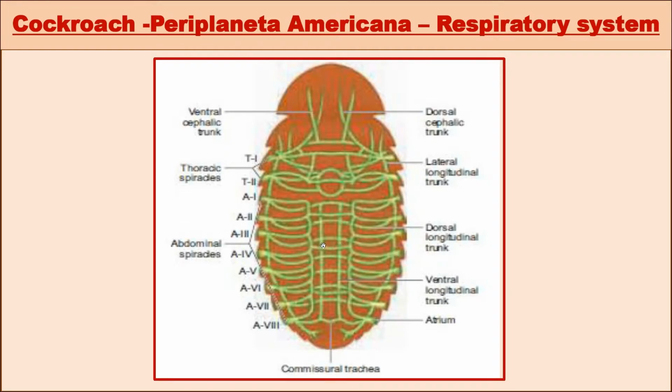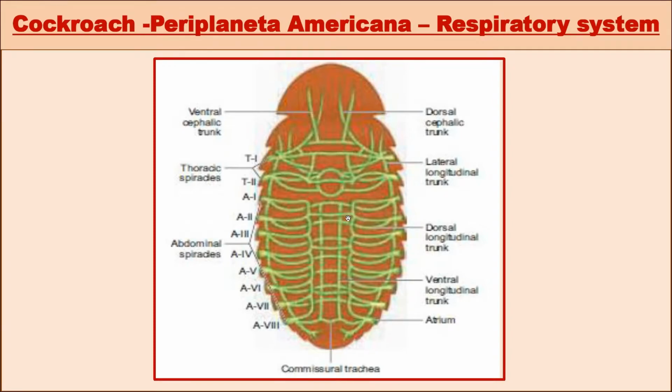The trachea branches into smaller tracheal tubes called tracheoles. These tracheoles carry the oxygen to every part of the body, to every corner of the body. The spiracles open to the exterior. The closing and opening of the spiracles are controlled by valves, and these valves are regulated by sphincter or spiracular muscles. Each tracheole is filled with a watery fluid, and this facilitates gaseous exchange.